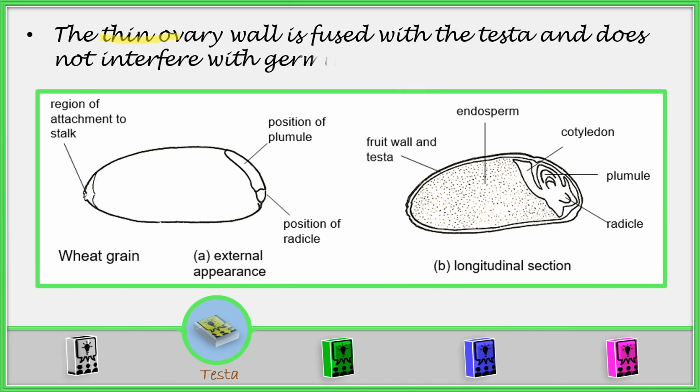The thin ovary wall is fused with the testa and does not interfere with germination.